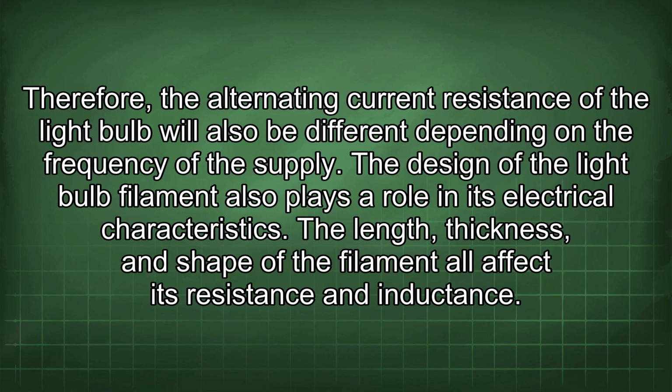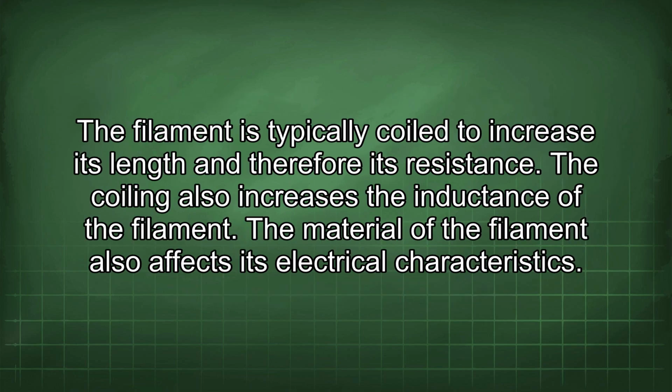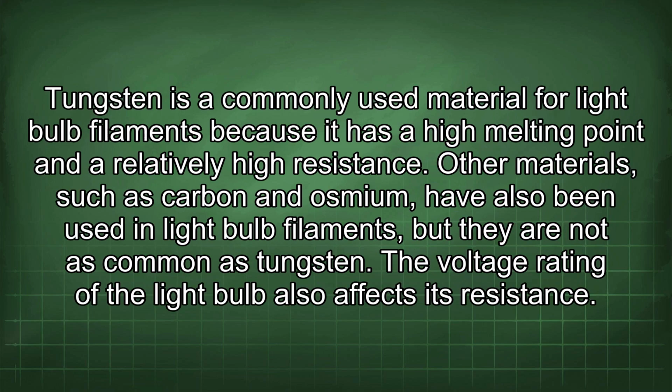The design of the light bulb filament also plays a role in its electrical characteristics. The length, thickness, and shape of the filament all affect its resistance and inductance. The filament is typically coiled to increase its length and therefore its resistance. The coiling also increases the inductance of the filament. The material of the filament also affects its electrical characteristics. Tungsten is a commonly used material for light bulb filaments because it has a high melting point and a relatively high resistance. Other materials, such as carbon and osmium, have also been used in light bulb filaments, but they are not as common as tungsten.